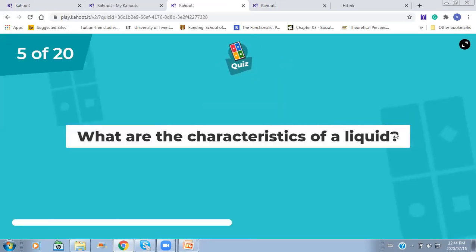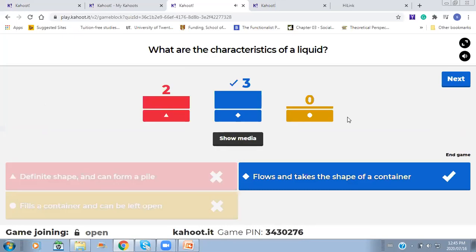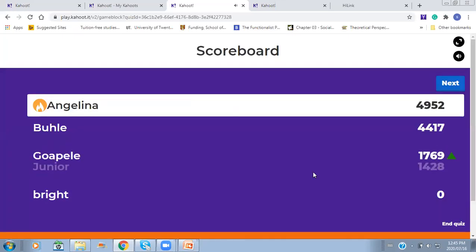So the next two. What are the characteristics of a liquid? Yes, we did it. You should get this one. One more last one, then we will go because the time is almost up. Very good. Yes, you got this one right.